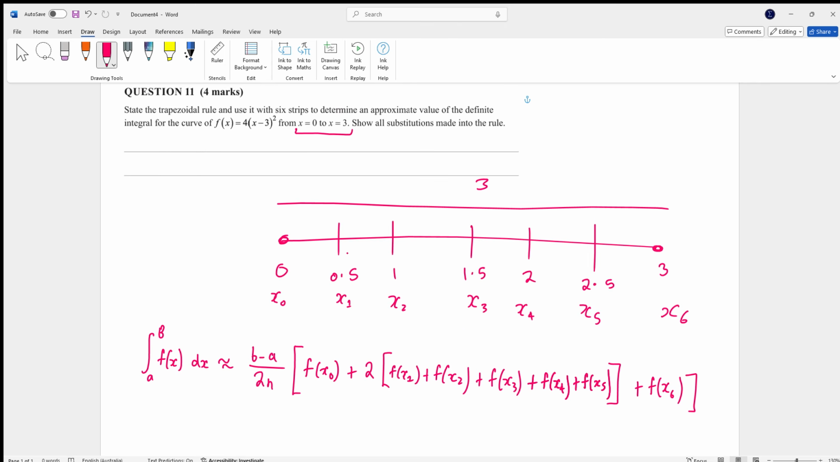Now here's the good thing. We've already been given f of x. So f of x is (4x minus 3) squared. So what you've got to do is chuck this into that there to work out that value. And you've got to do that for every single one of these guys here to get your values. So that's what we're going to do.